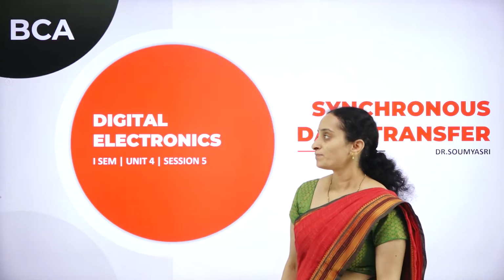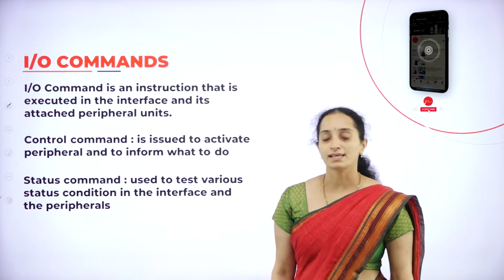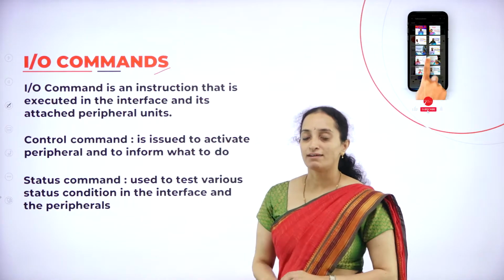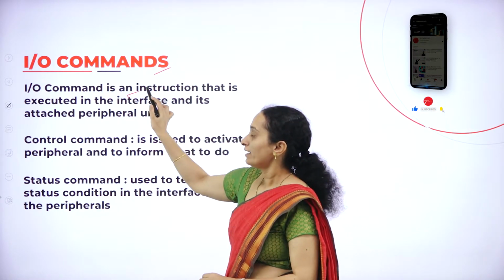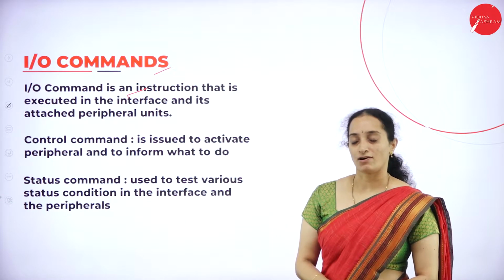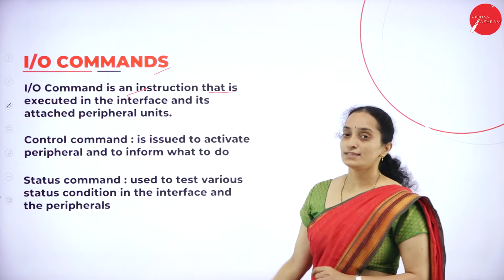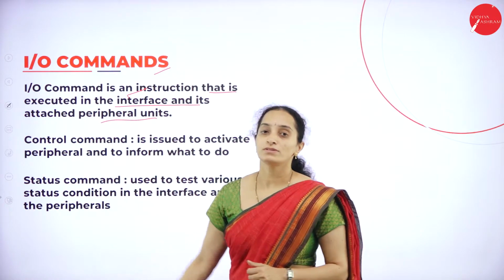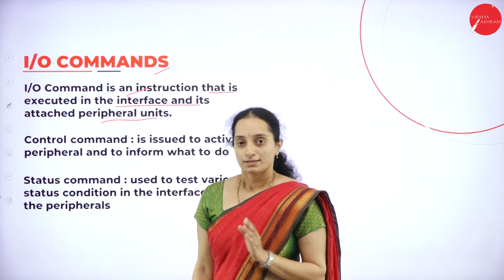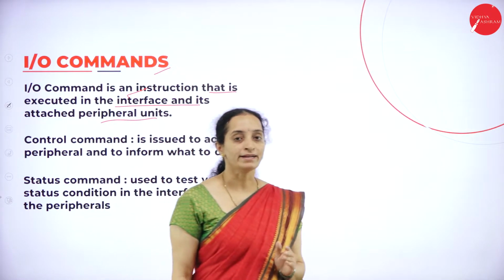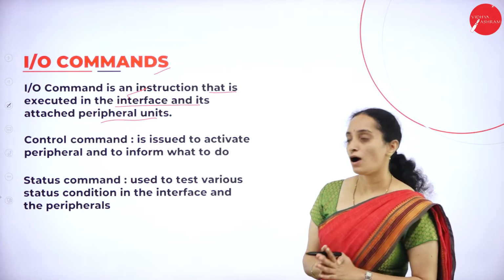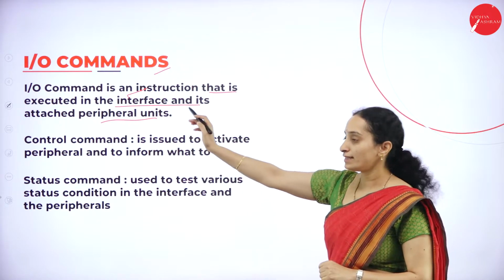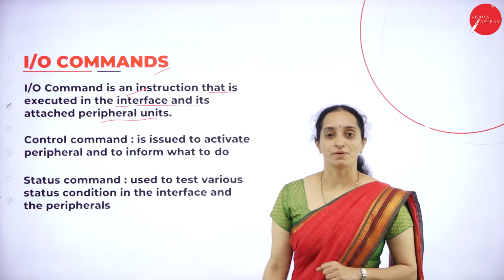Let's start this session. The first thing we need to know is the various input-output commands that can be used in input-output interfaces. So we have the input-output commands. An input-output command is an instruction or a line of code that is executed. Why do we execute this? In the interface, and it is attached to the peripheral units. To send an instruction, to send a command, we make use of different input-output commands. So these are the input-output commands that are executed in the interface and its attached peripheral units.